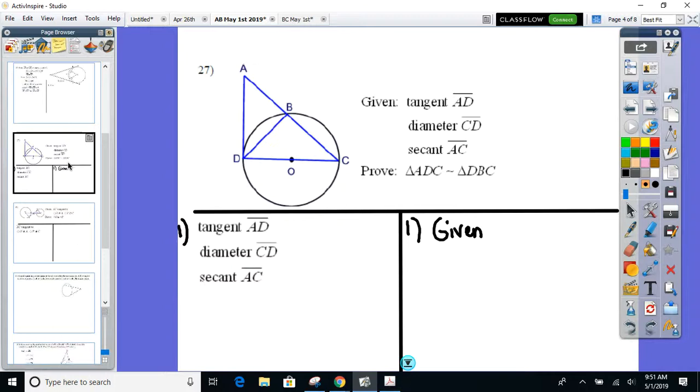This will be the last one, and I'll save that final one for you to do on your own if you feel like you need to. Not much in the givens. I got a secant, a diameter, and a tangent. That's it.